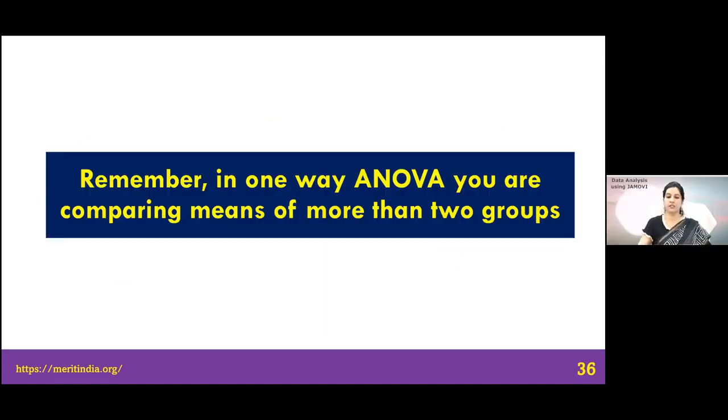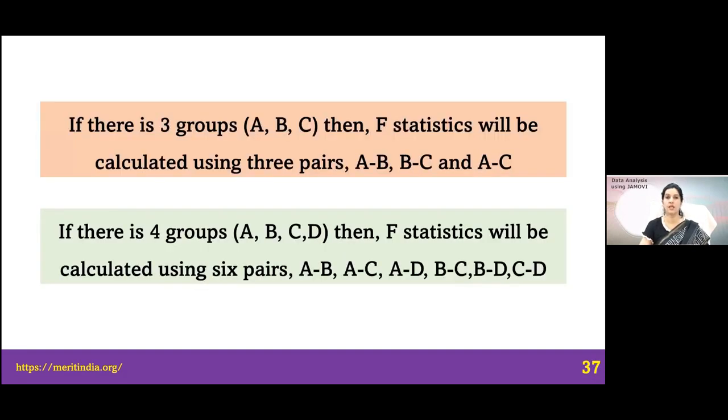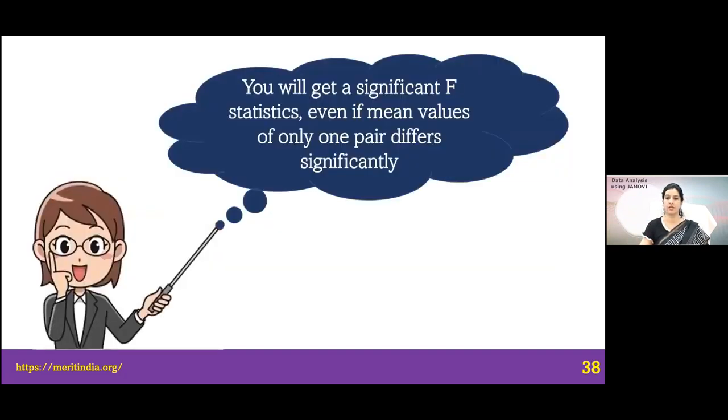So in one-way ANOVA, we are comparing the means of more than 2 groups. That's why the concept of post hoc is there. So if there are 3 groups, then F statistics will be calculated using 3 pairs. So we compare like AB, BC, and AC. And if there are 4 groups, we compare the F statistics using 6 pairs.